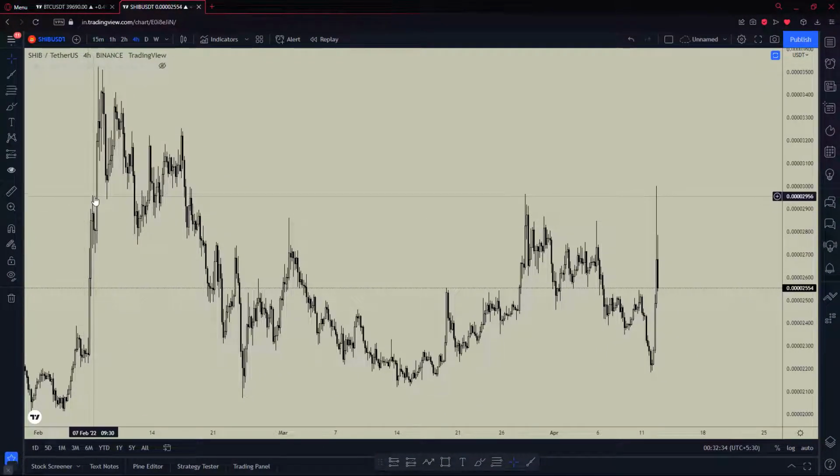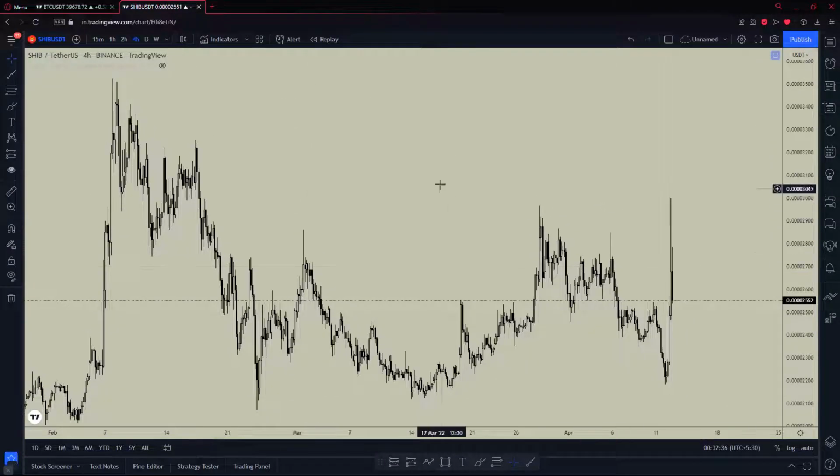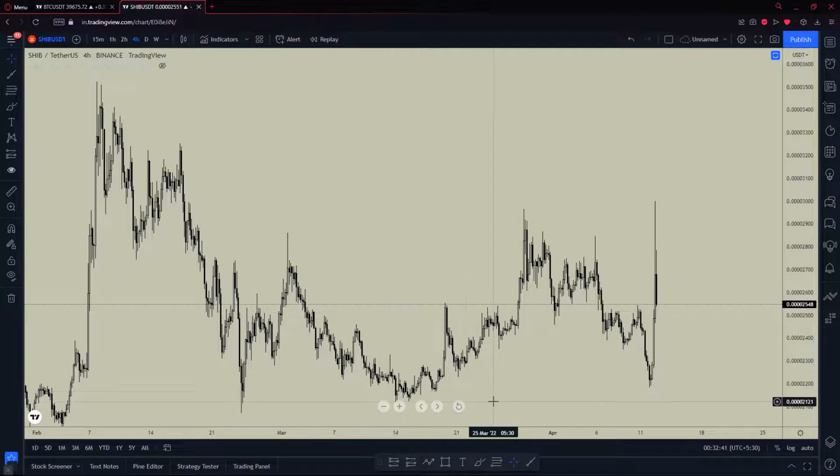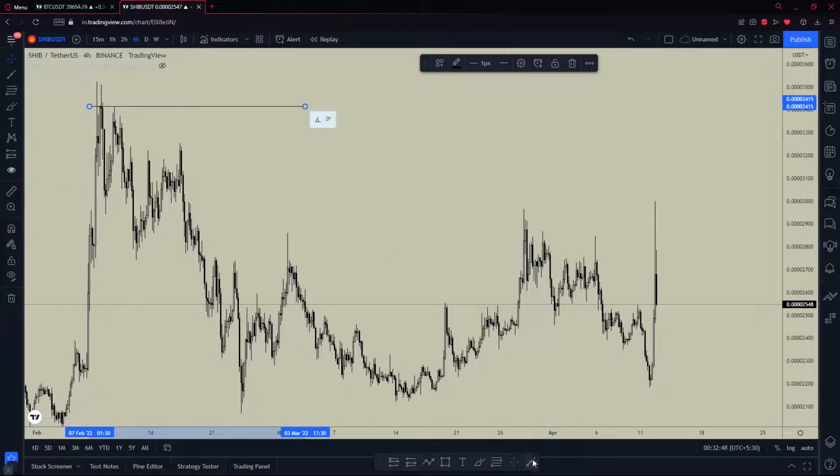So we're gonna take this from 7th February. This is your SHIB chart. I'm not gonna go to this far left because this is gonna be a short-term analysis. So how do I mark my ranges? That is a range high and range lows. So there's a range high. This is your range low.